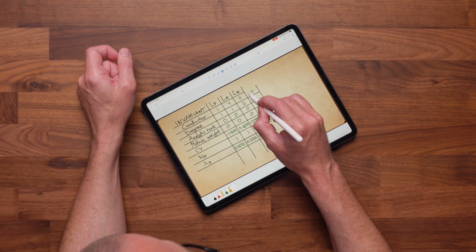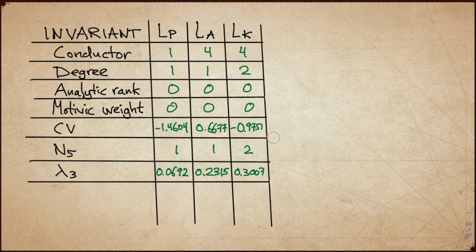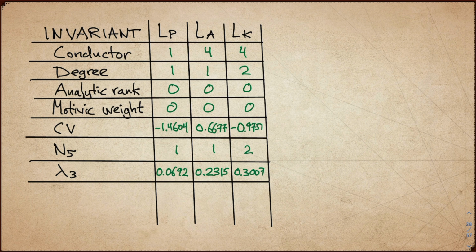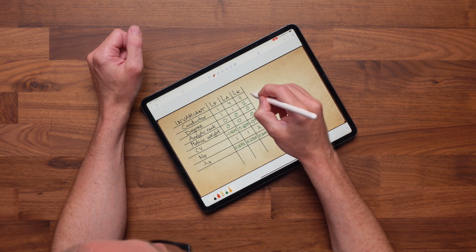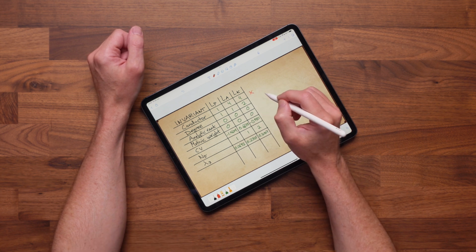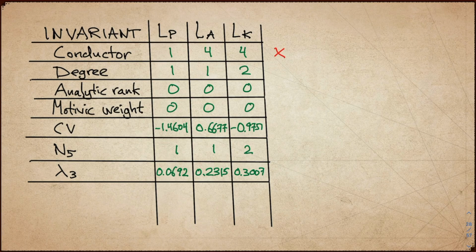Now, I want to erase the elliptic curve data because there is some amazing structure to be found among the other 3. Look at the table. Pause the video if you like. What do you see? The first row, 1, 4, 4. 1 times 4 is 4. This looks like multiplication. Second row, 1, 1, 2. 1 plus 1 is 2. Looks like addition.